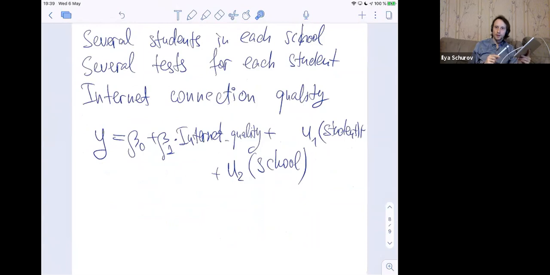Okay, then let us make a 10 minutes break now, and then we return to discuss how to do these mixed effects models in R.